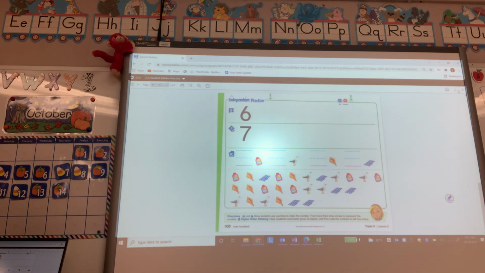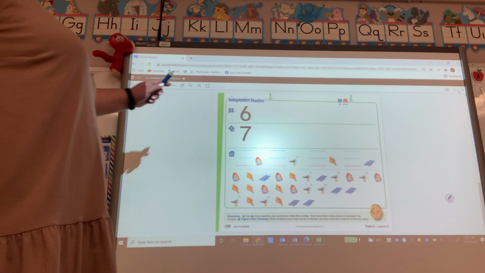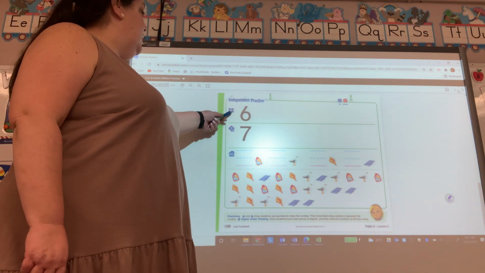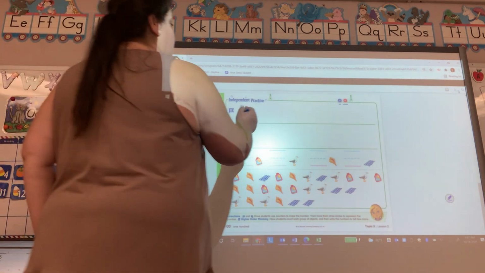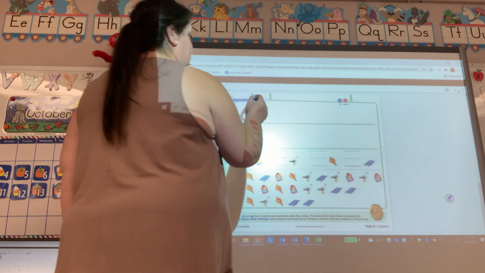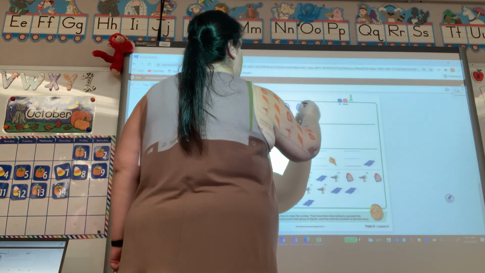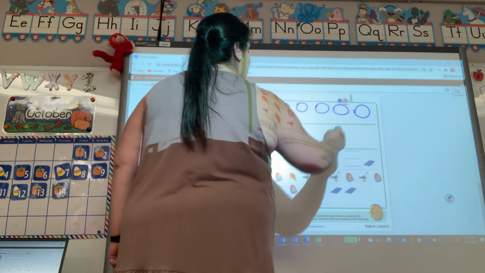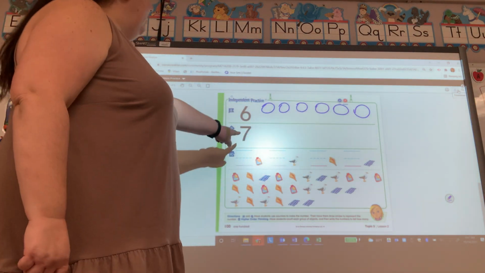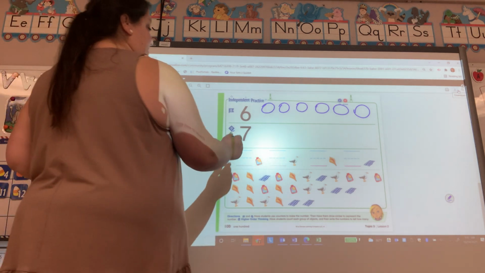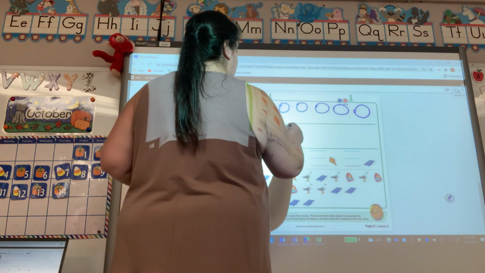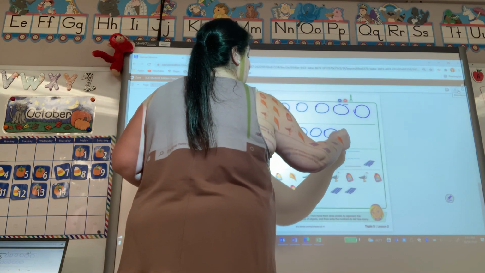All right, number 8 and number 9, I want you to look at these numbers and draw that many counters. So let's do the first one. What number is this? This is number 6. So we're gonna draw how many counters? 6 counters. 1, 2, 3, 4, 5, 6. What number is this? Number 7, so you're gonna draw 7 counters. 1, 2, 3, 4, 5, 6, 7.